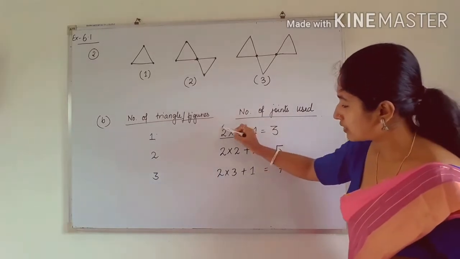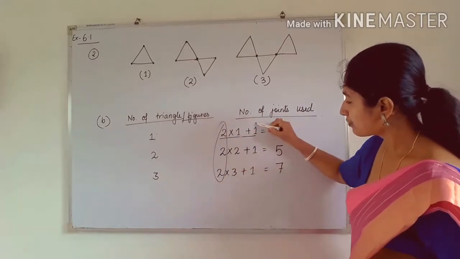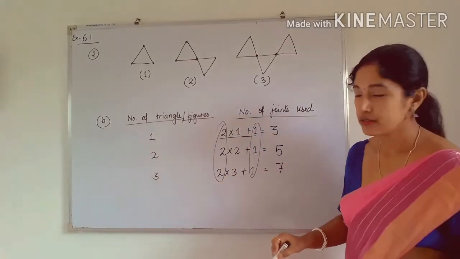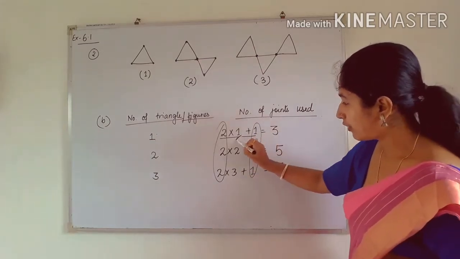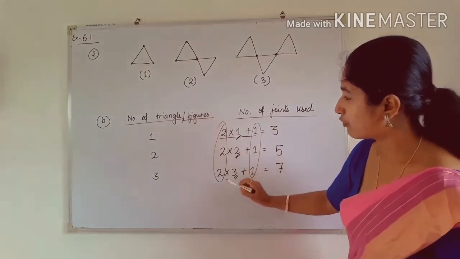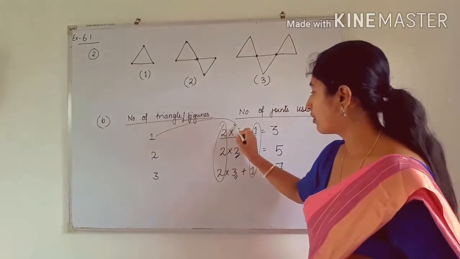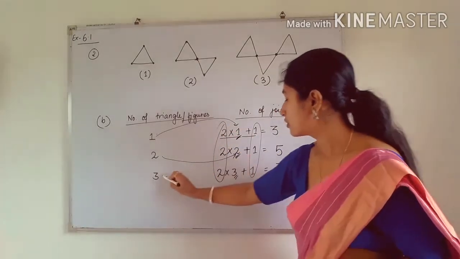So what is constant? See, 2 is constant and 1 is constant. What remains? This is constant, and what is changing? The value of this one. And this value will come from which one? Yes, from the number of figure. This is 2 and this will become 3.